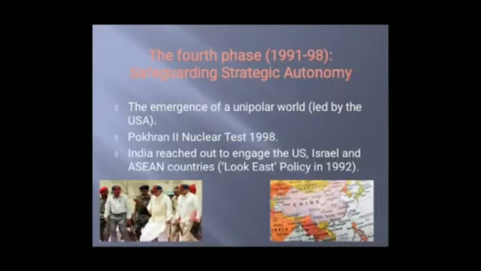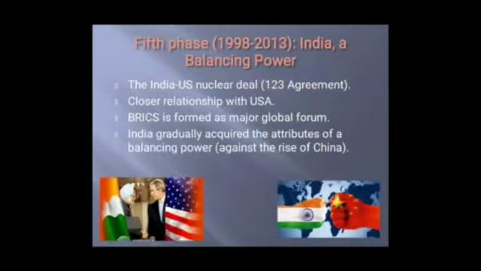Moving on to the fifth phase, which talks about, in this period, how India gradually acquired the attributes of a balancing power. And it is reflected in the India-US nuclear deal, 123 agreement. At the same time, India could also make common cause with China on climate change and trade, and consolidate further ties with Russia, by helping to fashion BRICS into a major global forum.